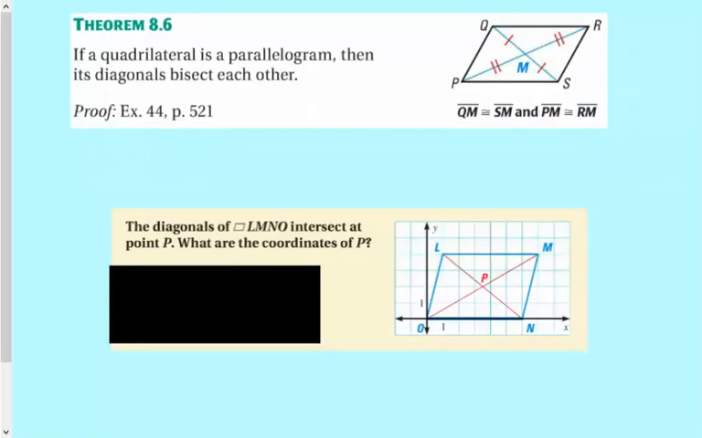And this is the one that most students aren't going to naturally think of here with quadrilaterals. The diagonals bisect each other. So the diagonals cut each other in half. So this segment QM is equal to SM, and then PM is equal to MR. Those are going to be equal there.